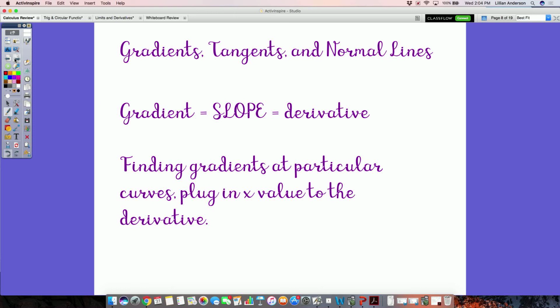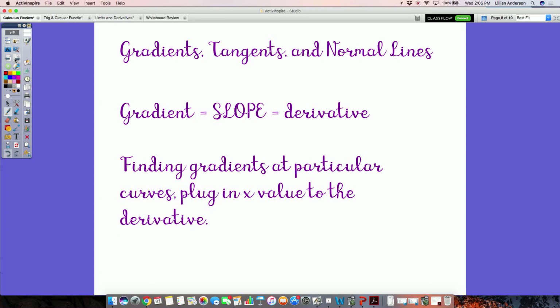Finding gradients at particular points on a curve. What you had to do was plug in the x value into the derivative. Once you found the derivative, you plugged in the x value, and then that gave you the slope of the tangent line. It gave you the gradient. That's how we use the derivative to the next level. So we're going to practice doing that to make sure everybody has that down.